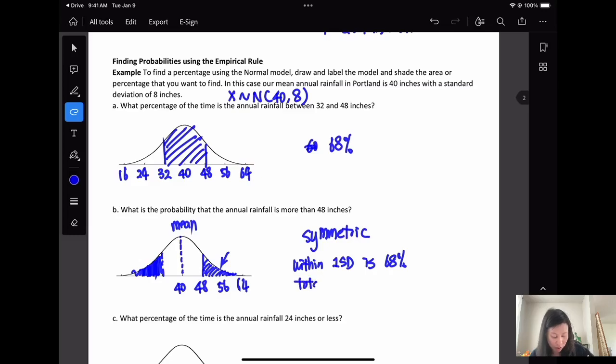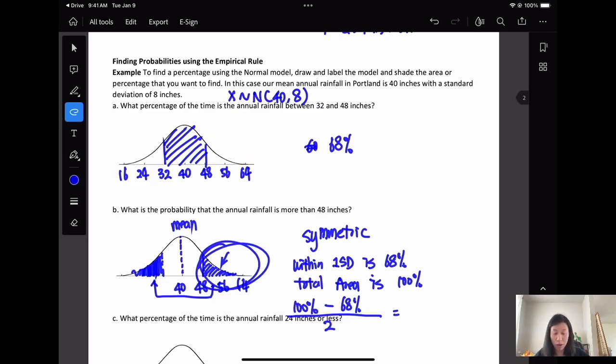And the total area is 100%. So that means outside of 1 standard deviation, it's going to be 100% minus 68%. And more than 48, that means we only care about one side of the positive standard deviation. That means we need to divide it by 2, because these two shaded bars together are 100 minus 68, which is 32. You divide it by 2, you will get the part that we're looking for, which is more than 48, which is 16%.